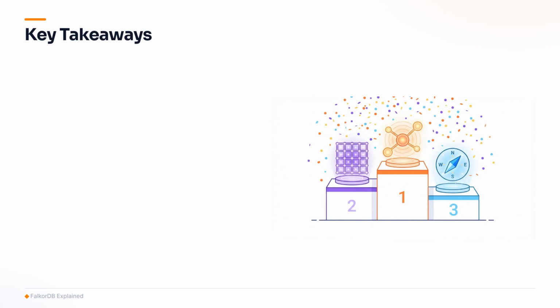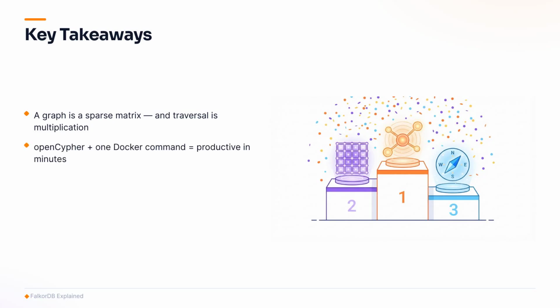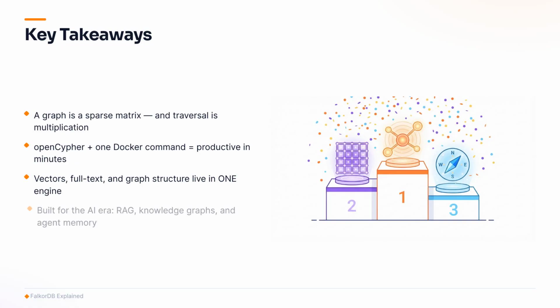Let's wrap up with the big ideas. First, the theory. A graph is a sparse matrix, and traversing it is matrix multiplication. That's FalkorDB's superpower. Second, the practice. With openCypher and a single Docker command, you're productive in minutes. Third, the architecture. Vectors, full text search, and graph structure live together in one engine, no gluing systems together. And finally, the timing. This is a database built for the AI era, for retrieval augmented generation, knowledge graphs, and agent memory. Thanks for watching and happy graphing.